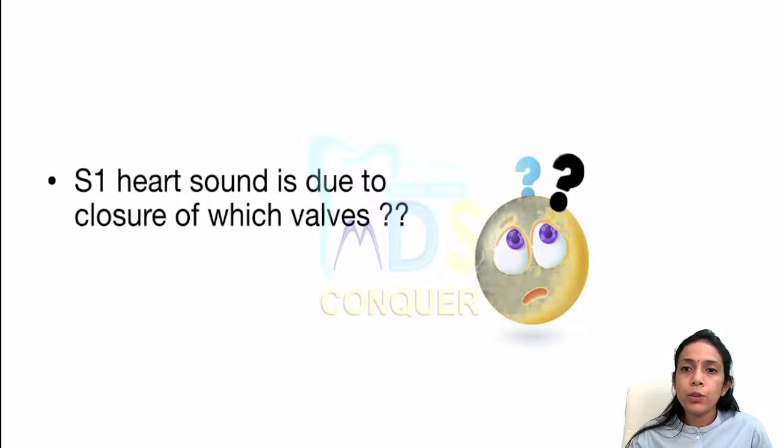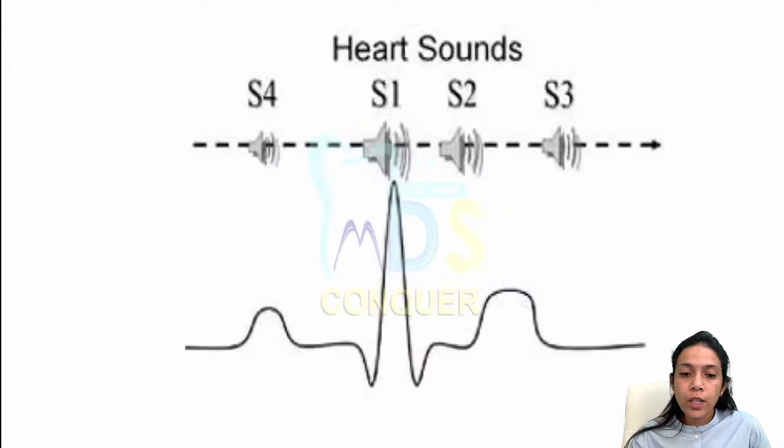Very good. The tricuspid and the mitral, or the atrioventricular valves. Okay, so S1 heart sound is because of the closure of the AV valves. S2 is because of the semilunar valves, like the aortic or the pulmonary. S1 is because of the tricuspid or the mitral.